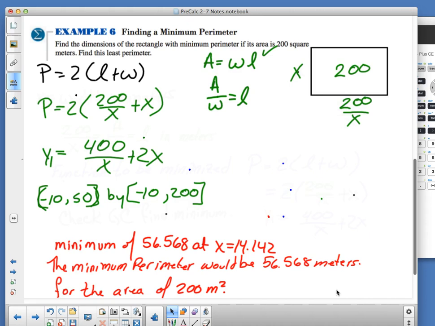The minimum perimeter would be 56.568 meters for the area of 200 meters squared.